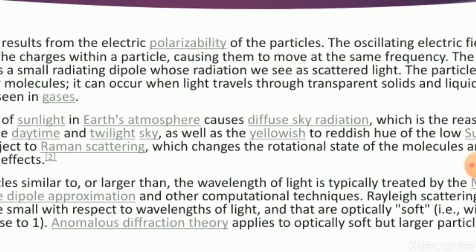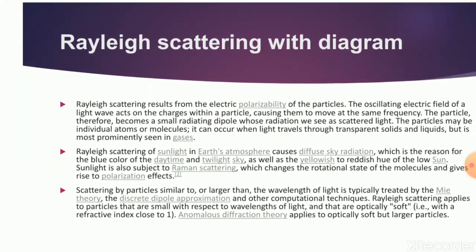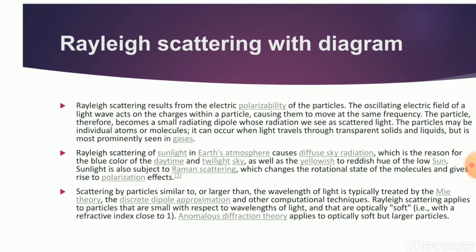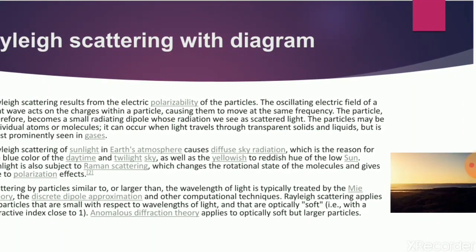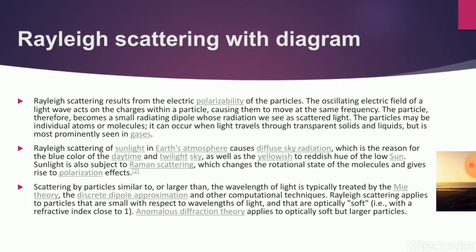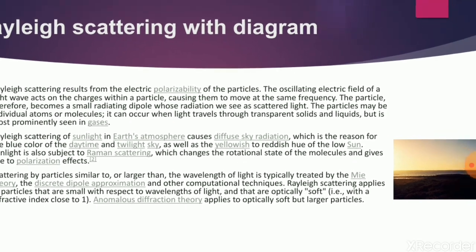Here we see scattering of the sunlight in the earth's atmosphere causes diffuse sky radiation, which is the reason for the blue color of the daytime sky and the twilight sky, as well as the yellowish to reddish hues.